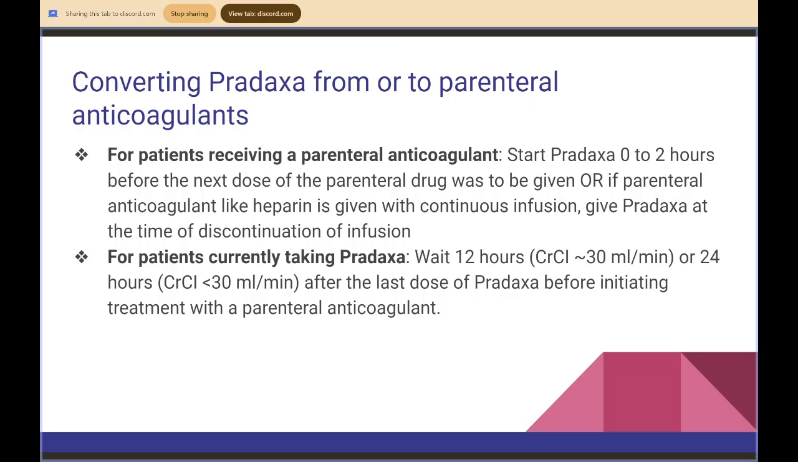If patients are currently taking Pradaxa, we'll wait 12 hours if creatinine clearance is around 30 mL, and 24 hours if creatinine clearance is less than 30 mL per minute.